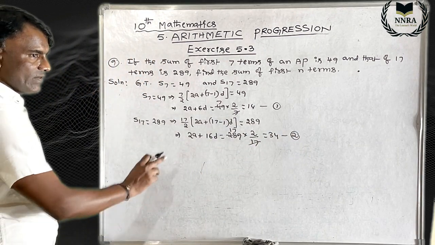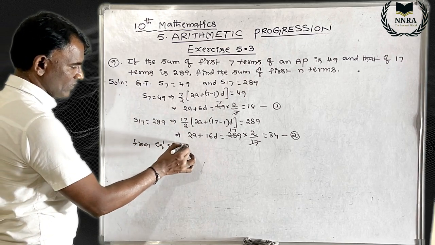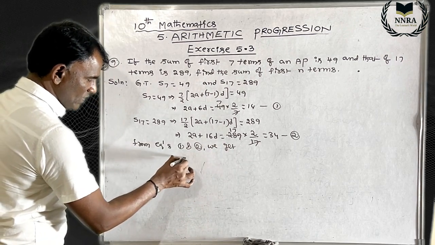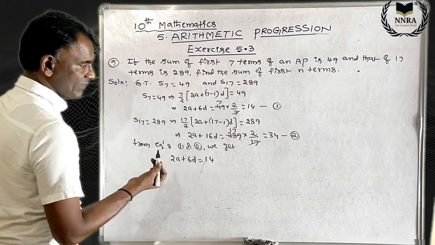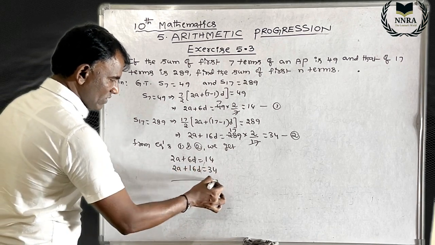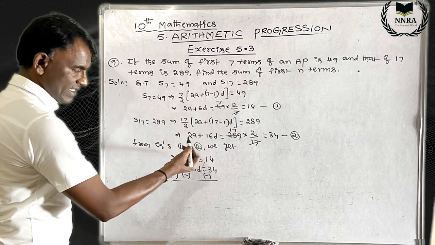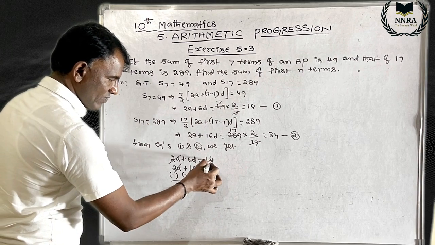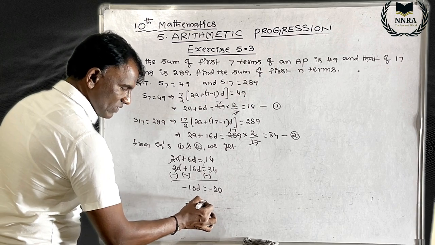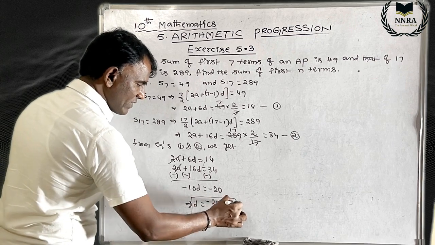Right? Now directly we will take the two equations 1 and 2. So write here from equations 1 and 2, we get, now see the first equation. What is that? 2a plus 6d equal to 14. Again 2a plus 16d equal to 34. Now minus, minus, minus, the a term will be cancelled. 6 minus 16 is minus 10. Here 14 minus 34 is minus 20. Now d equal to minus 20 divided by minus 10 equal to 2. This is the value of d.